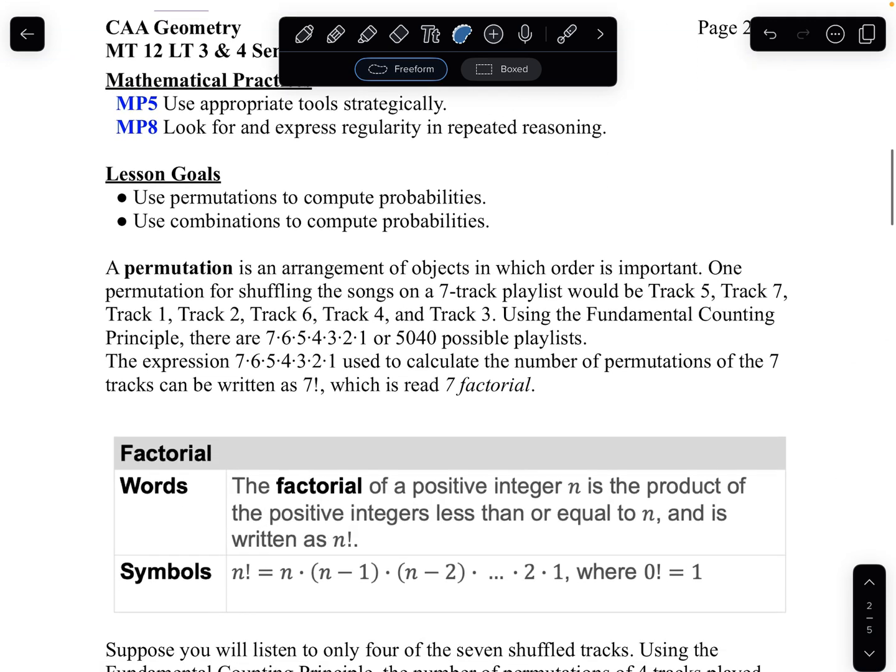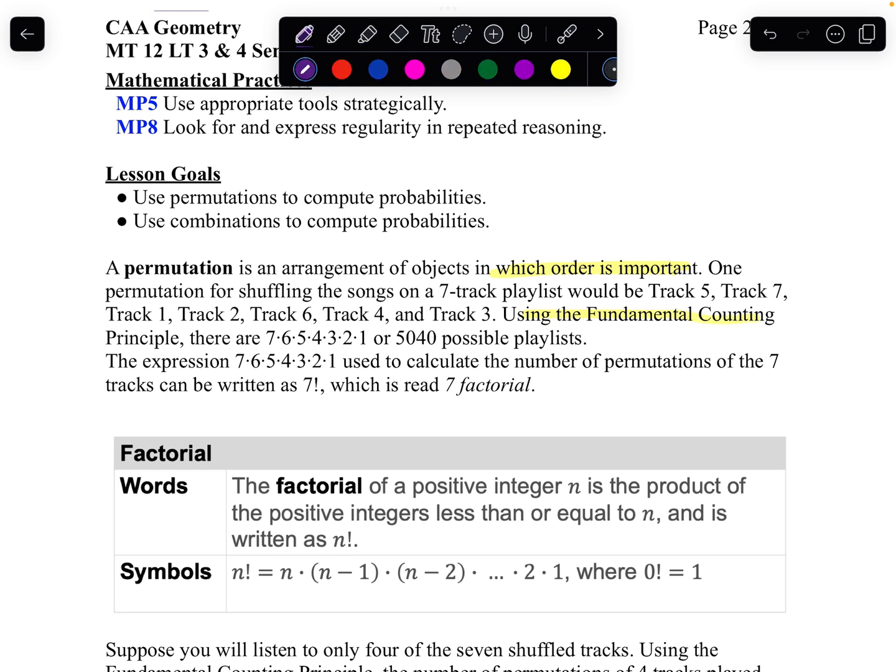Now, a permutation is just an arrangement where order is important. We can give an example of a playlist of songs. If you play Taylor Swift first and Keisha second, that's different than Keisha first and then Taylor Swift when you listen to it, isn't it? So we're going to look at all the different ways. We're going to use the fundamental counting principle to find the different ways.